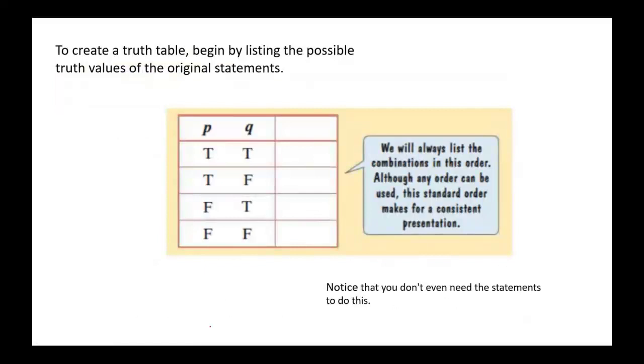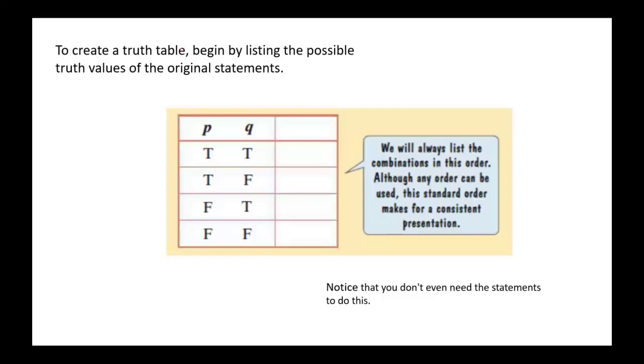You're going to have to create some truth tables, and you actually don't even need the statements to create the tables. Suppose you have 2 statements, P and Q. What we have outlined here is the only possibilities. Either P and Q are both true, P is true and Q is false, P is false and Q is true, or they're both false. Those are the only things going on.